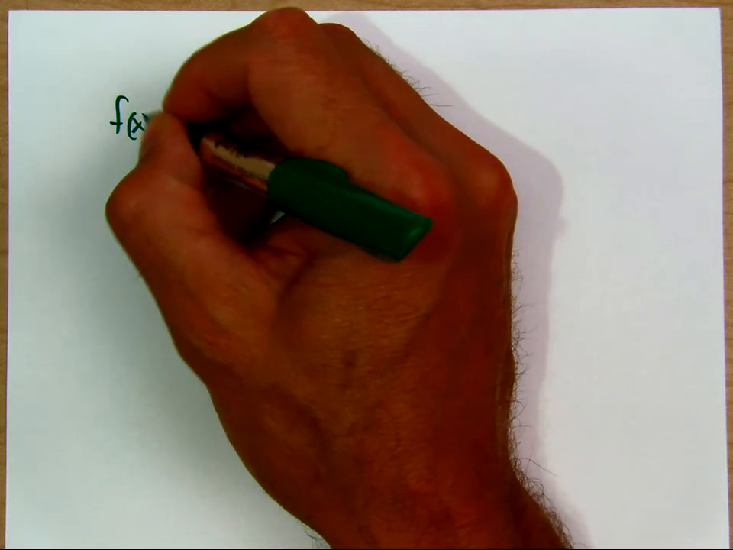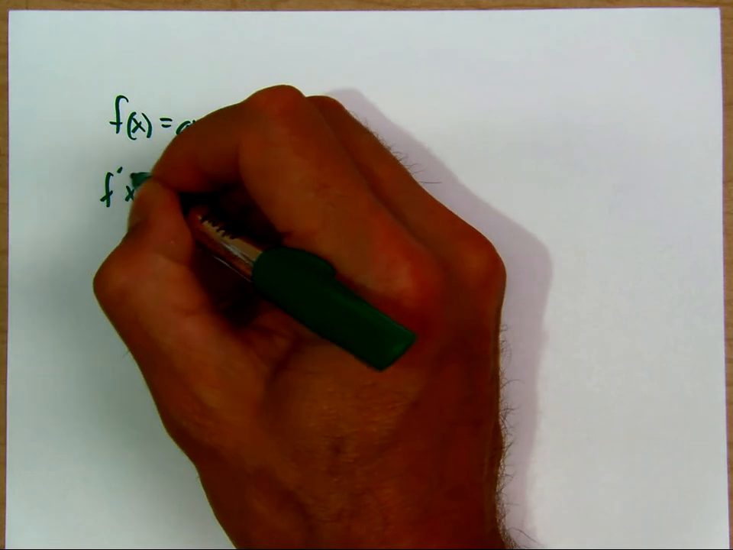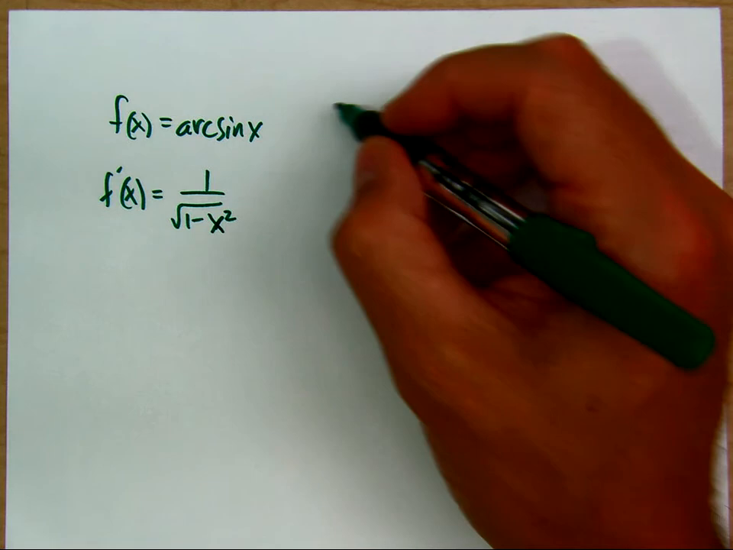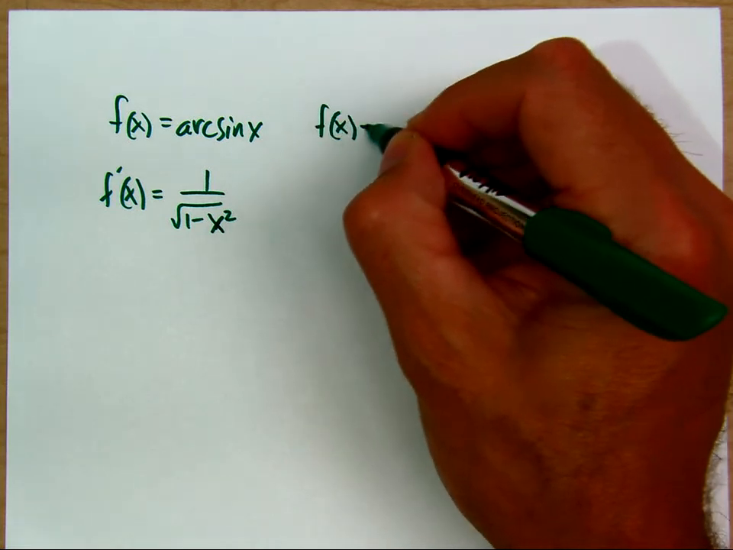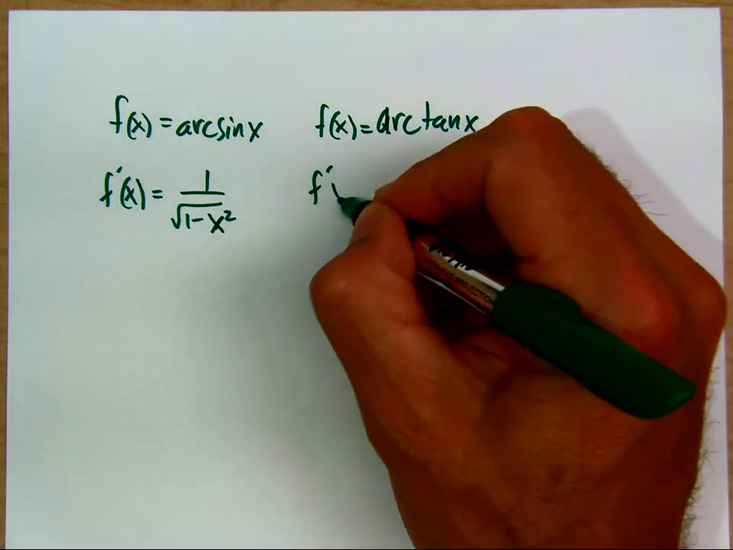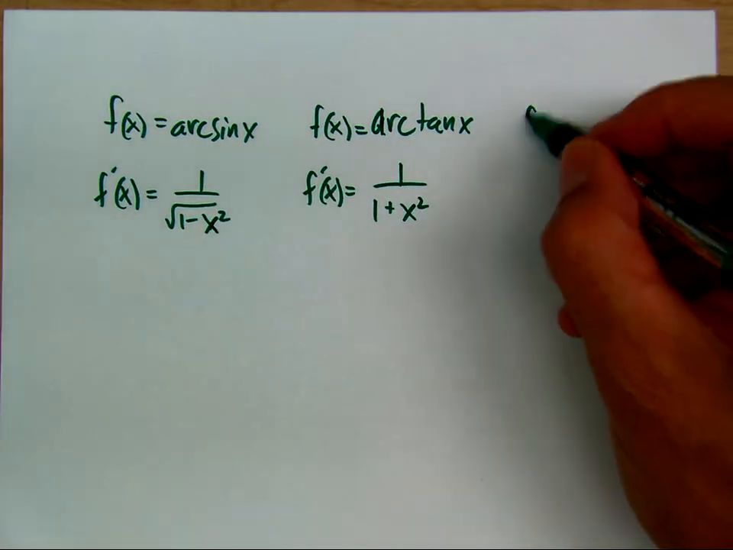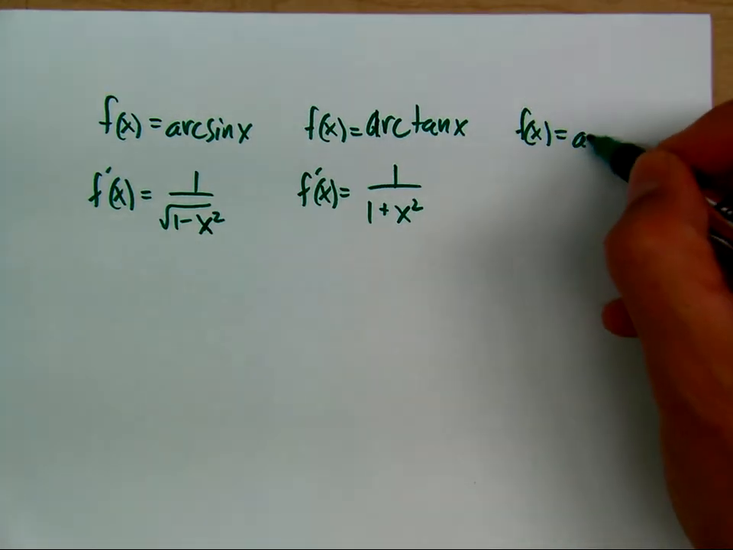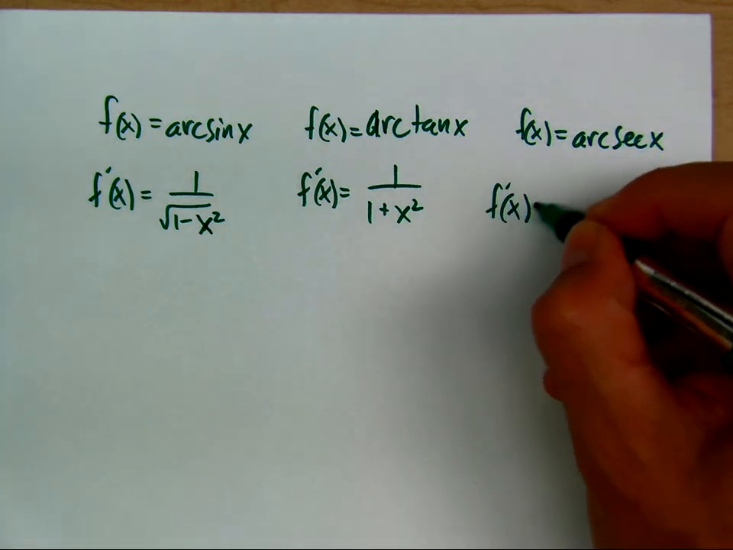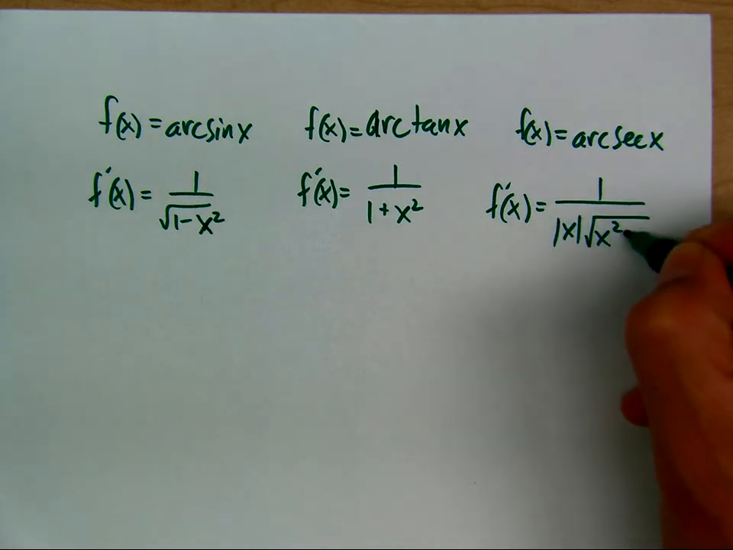So, if f of x is arcsine of x, then the derivative is 1 over the square root of 1 minus x squared. So we just saw that. If we have arctangent, then the derivative is 1 over 1 plus x squared. Arcsecant is 1 over the absolute value of x times the square root of x squared minus 1.